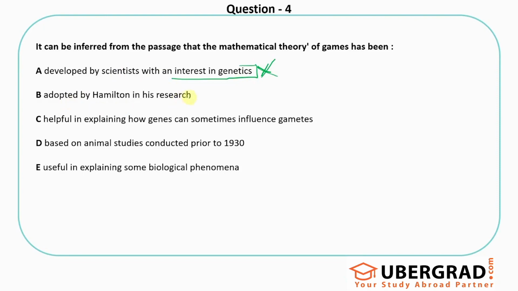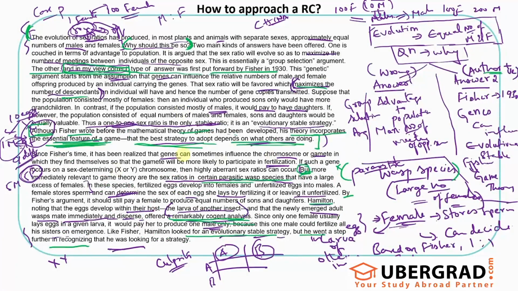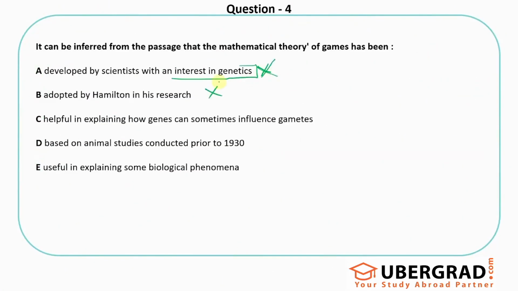Adapted by Hamilton in his research, do we have anything like that? Not really, right? Hamilton has not adapted. Here it says it is more relevant in the case of parasitic wasps, but Hamilton's theory has nothing to do with that. He was trying to understand why the stable sex ratio is more skewed to females in the case of these parasitic wasps, and then he gave this theory that they will store and put their eggs in the larva of another insect, and they prefer to have more females than males. That's all the theory that he has, but he has not used game theory per se.